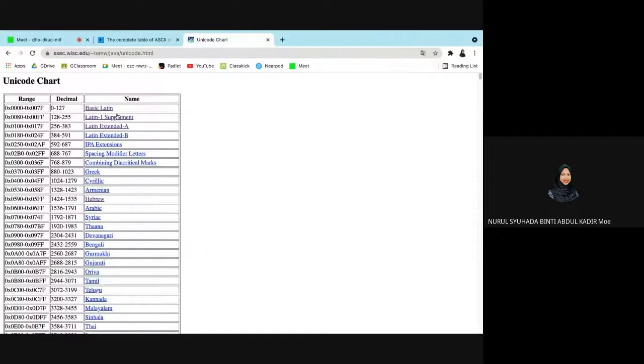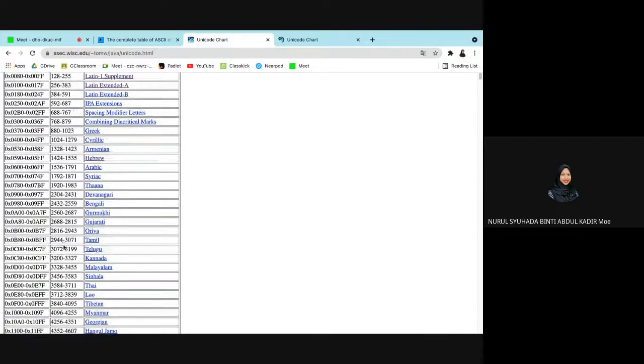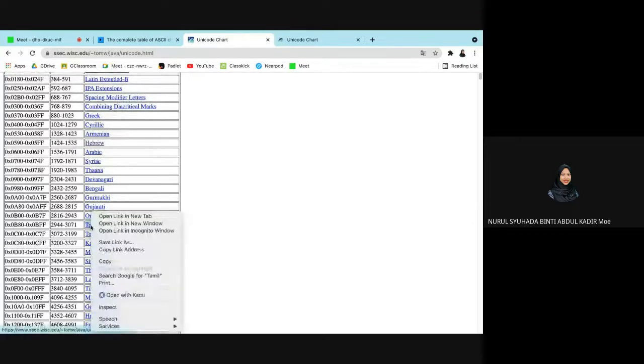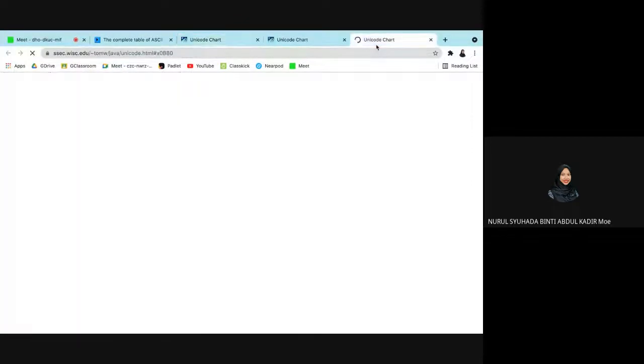So look at this table. Okay, this is the Unicode chart. So decimal 0 to 127 is for basic Latin. For example, 2944 to 3071 is for Tamil characters.